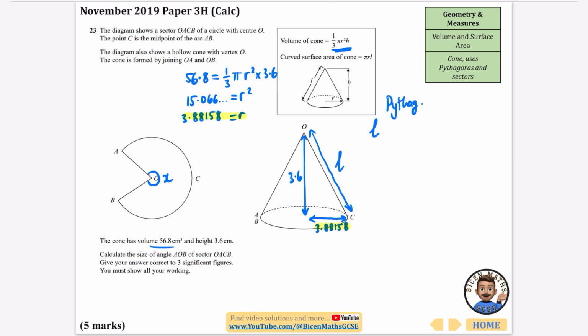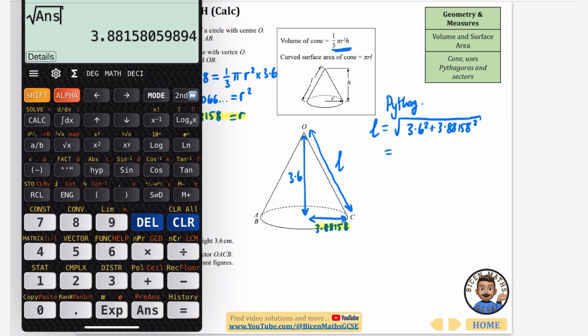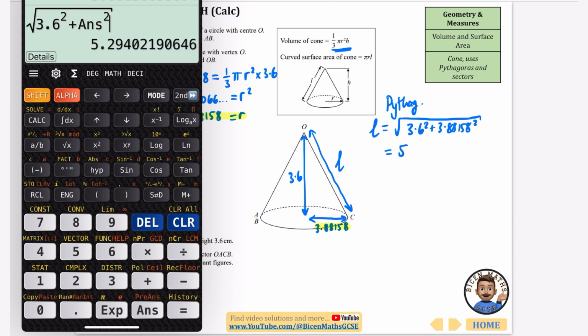Now, when I use Pythagoras to find out what L is, I'm going to do the square root of 3.6 squared plus the thing that's on my calculator, which is 3.88158 squared. But I'm just going to use that as the answer button. So putting my calculator back to this side that we've got, I'm now going to do the square root of 3.6 squared plus the thing that's on my answer squared. So that tells me that the slanted height is 5.29402, just to a few decimal places that we've got there.